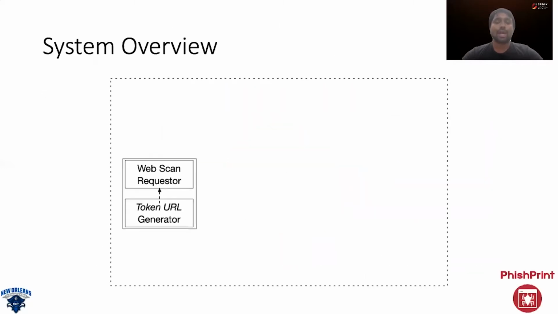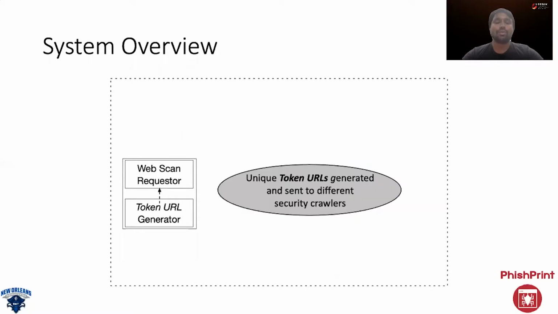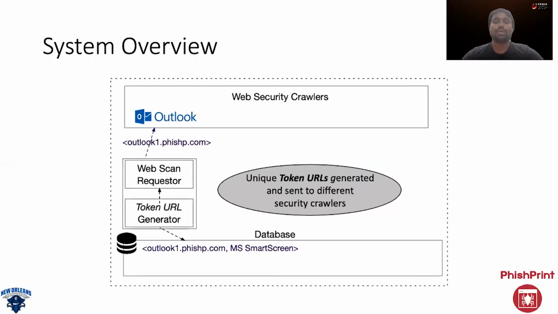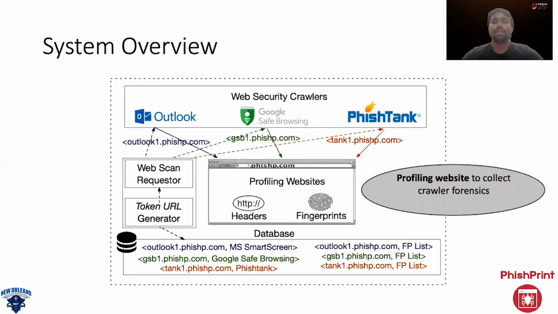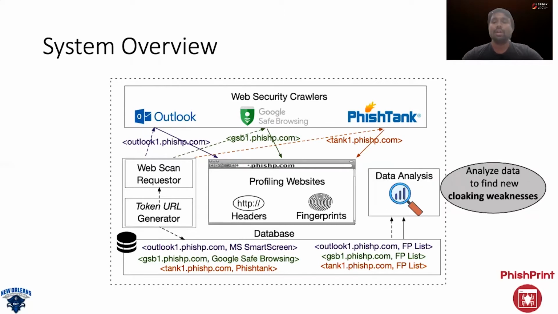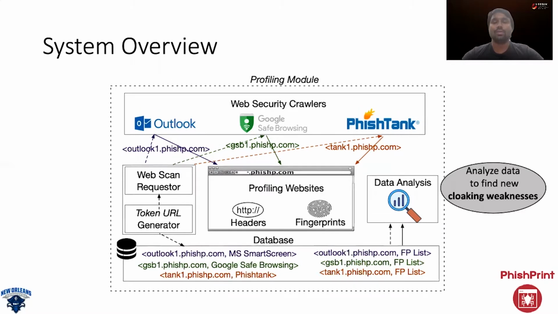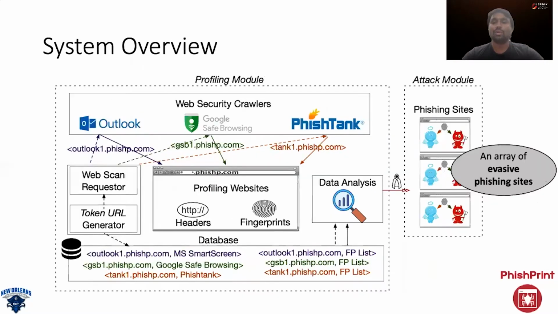PhishPrint starts with creating a token URL generator and submits the URLs to web security crawlers. When web security crawlers receive this URL, they visit the profiling website where we collect crawler forensic information such as headers and fingerprints. We provide a detailed analysis to find new cloaking weaknesses. We call this the profiling module. The profiling module information is harnessed into an attack module, which is an array of evasive phishing sites.